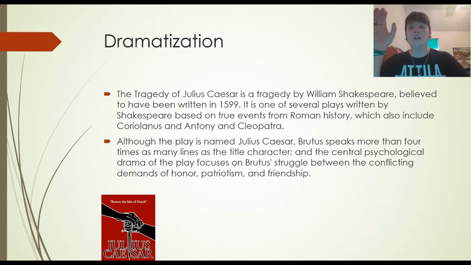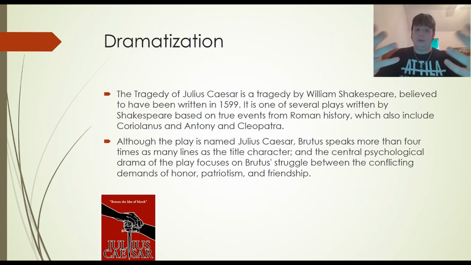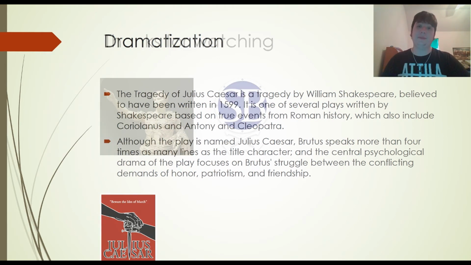And the central psychological drama of the play focuses on Brutus because of his love for Caesar, as I said, being a pupil and friend, and his struggle between conflicting demands of honor, patriotism, friendship, and what he believed needed to be done to preserve a Roman Republic. But, as you can see, even in the dramatization, this all fails. Mark Antony wins. Octavian becomes the Emperor of Rome in the Roman Empire. So this plot on the Ides of March gave it an infamous meaning, but ultimately failed its designed purpose.